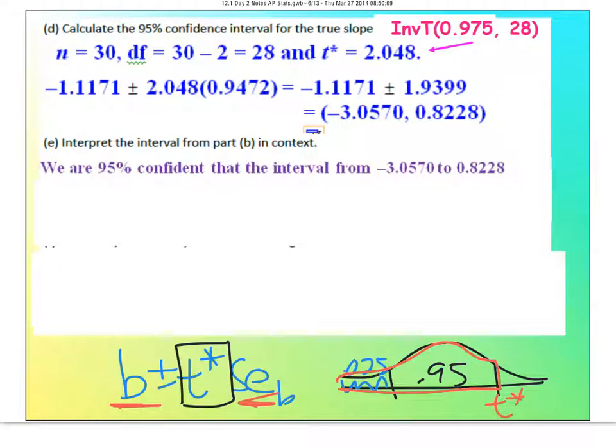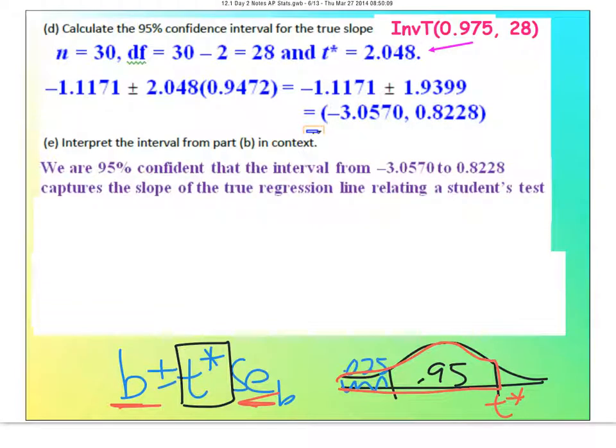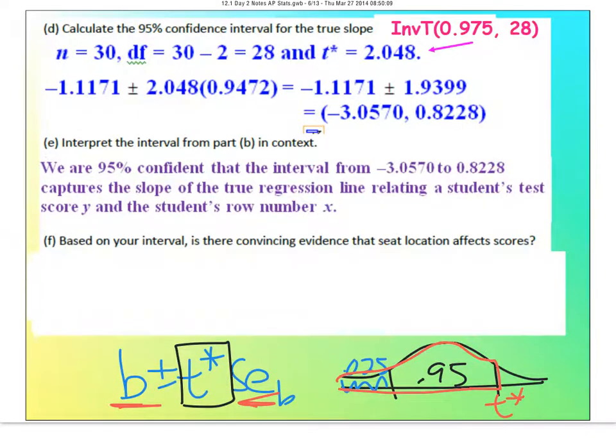We are 95% confident that the interval from negative 3.057 to 0.8228 captures the slope of the true regression line relating the student's test score y and the student's row number x. Last question here. Based on your interval, is there convincing evidence that seat location affects your scores?